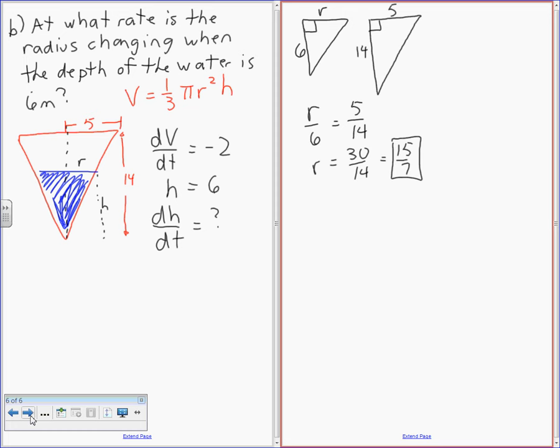Now, the reason that I did that was because nowhere does it mention dr by dt. Because there's no dr by dt, I want to eliminate it from the question. As mentioned above, I'm going to say the volume is 1/3 pi r squared h. So I'll call that volume equals 1/3 pi (15 over 7) squared h.